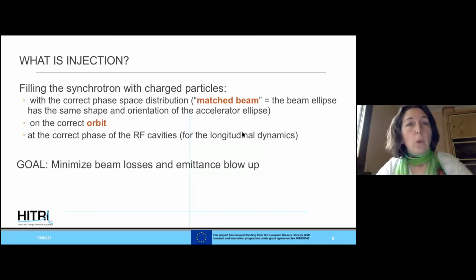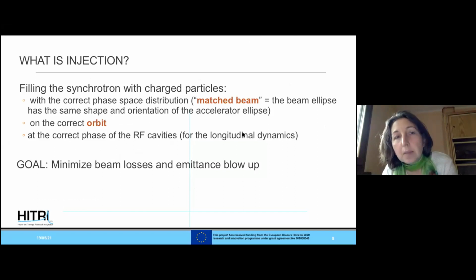Now, what is the injection? The injection means filling the synchrotron with charged particles. So far, so good. But what is important is that you should have the correct phase space distribution, and we talk about a matched beam. So we must inject a beam whose ellipse has the same shape and orientation as the accelerator ellipse.